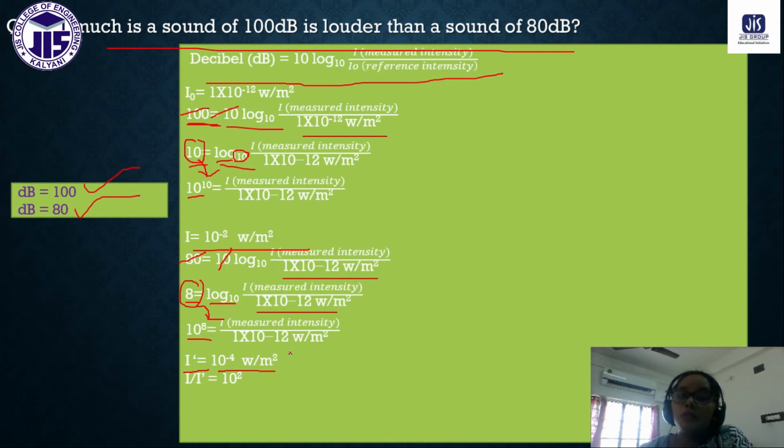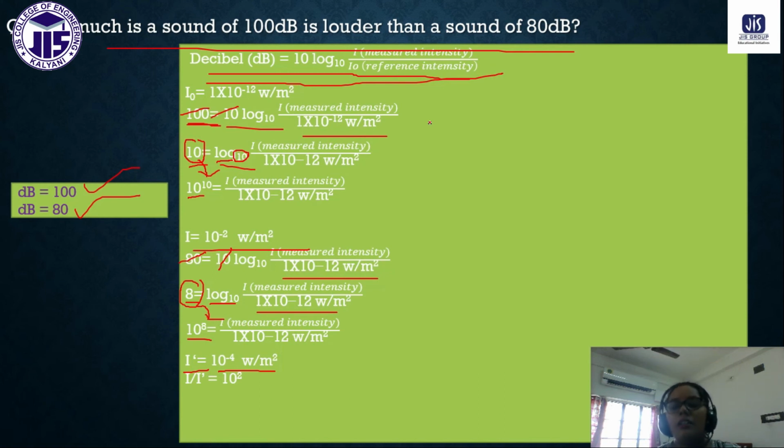Okay, how much louder is the 100 decibel sound than the 80 decibel sound? These are some of the types of numerical problems that you generally have in your exams. First of all, you have to memorize the decibel equation. After that, you can solve any type of problem very easily. You just have to put in the data.